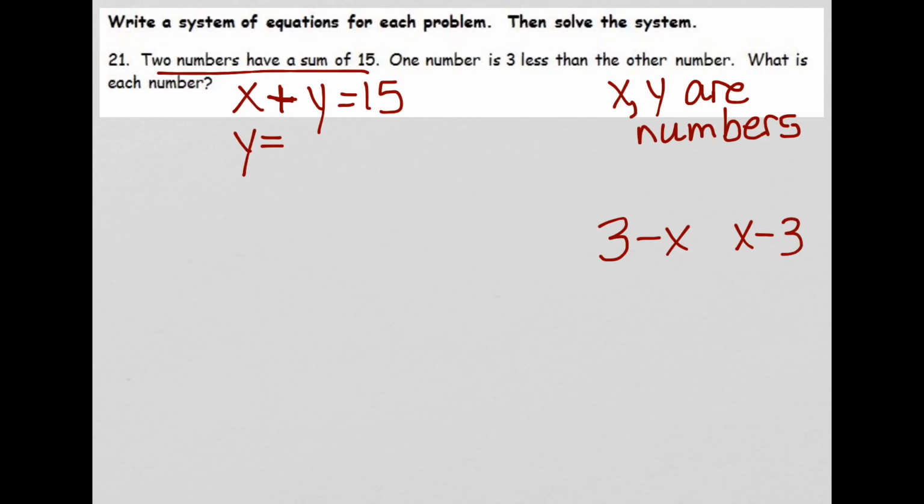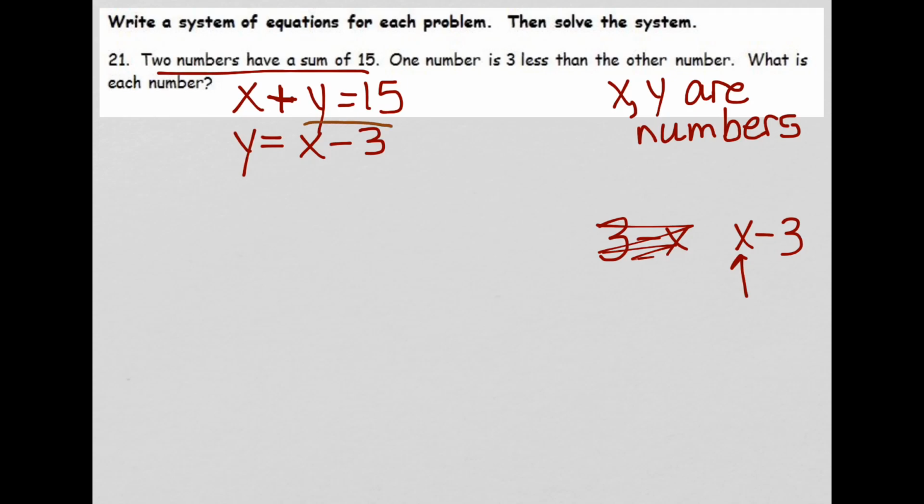So model that. If my sister is 3 inches less than my height, then you take my height and you subtract 3. It's not 3 minus my height. It's my height and then minus 3. Just kind of the joke because my sister's actually taller than me, but whatever. It's my height minus 3. So less than the other number means start with the other number, then subtract 3.